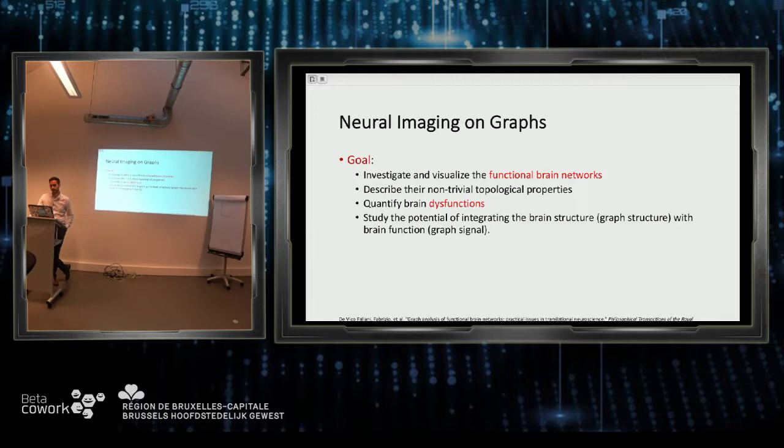Typically, because brain signals are very hard to understand and very hard to capture with physical models, people have been resorting towards signal processing and machine learning solutions. For example, they try to capture non-trivial topological properties with these graphical representations. They try, for instance, to quantify a dysfunction and malfunction of a human brain, to say, for instance, that based on the measurements that I do, this part seems to be not working correctly.